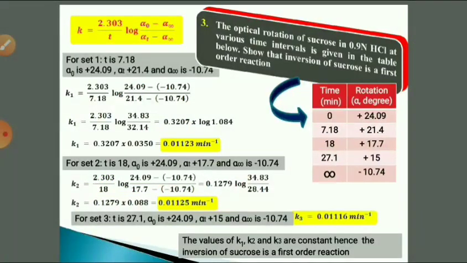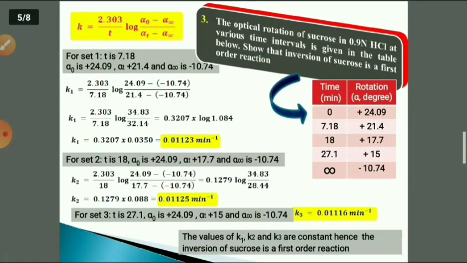Next problem, that is problem number 3. The optical rotation of sucrose in 0.9 normal HCl at various time intervals is given in the table below. Show that the inversion of sucrose is a first order reaction. So here also the data is given. That is the time, but here time is given in terms of minutes. And also, instead of concentration, here we have the degree, that is alpha, the degree of rotation.